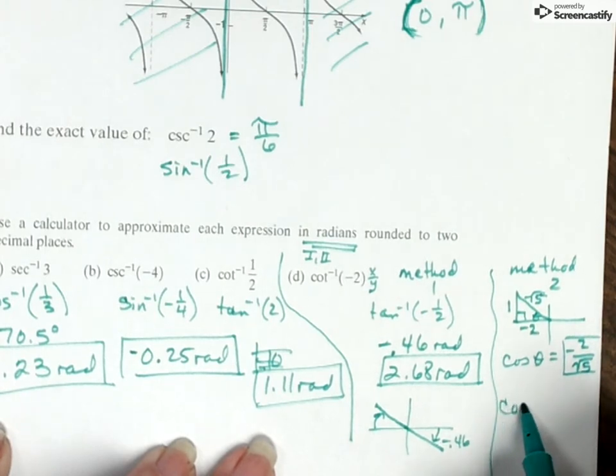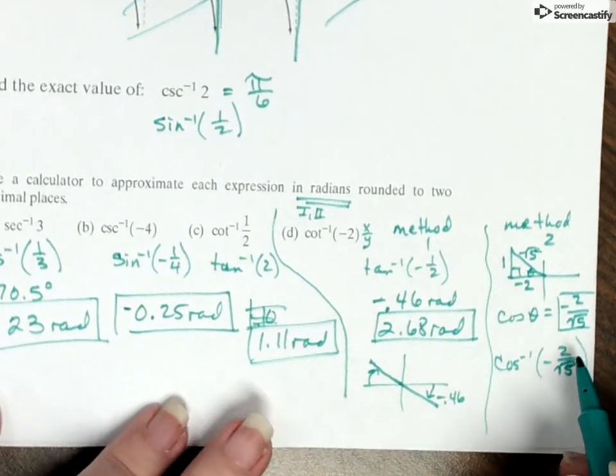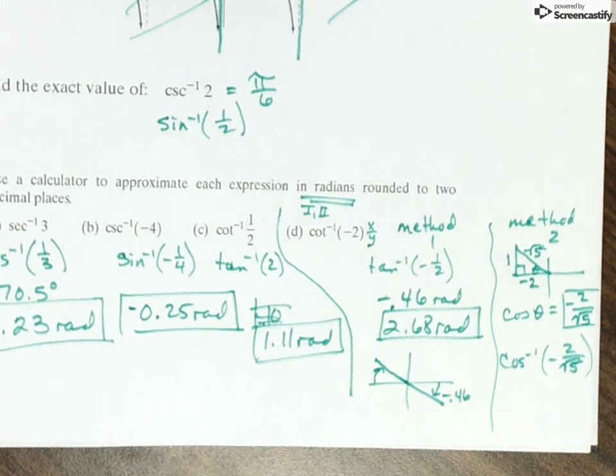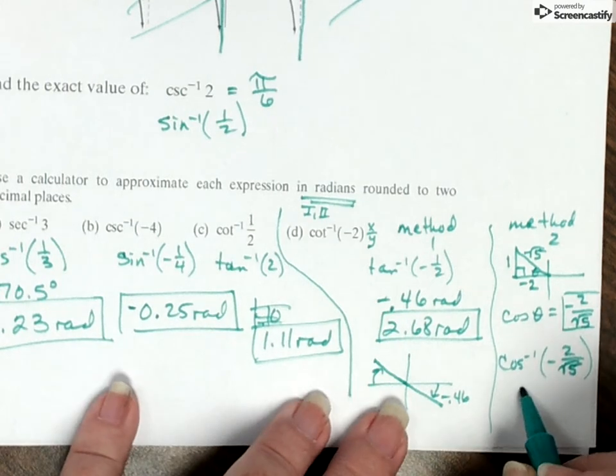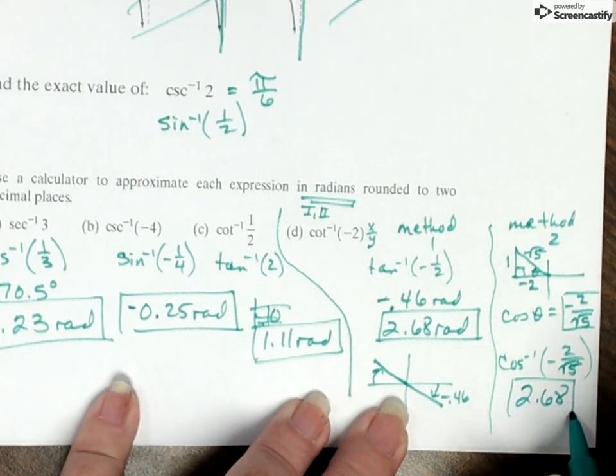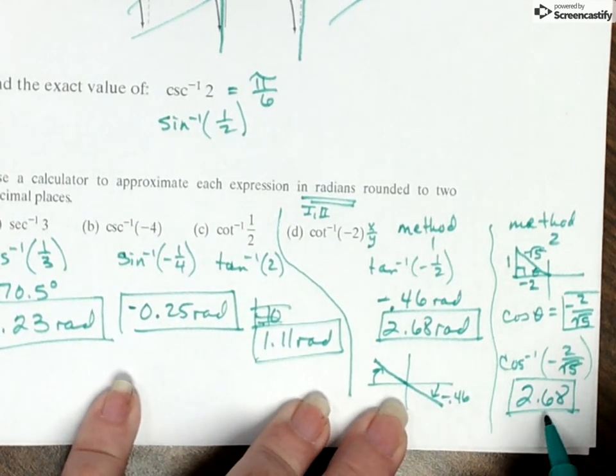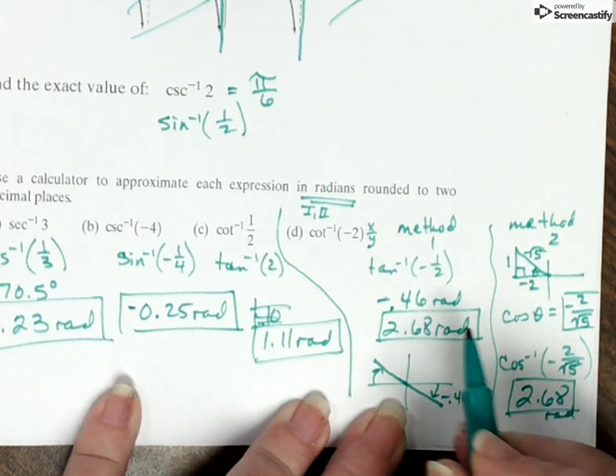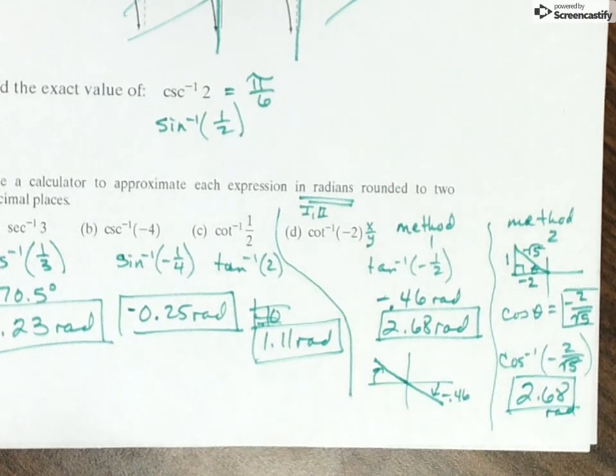So the inverse cosine of negative 2 over root 5, and we don't need to worry about rationalizing because the calculator doesn't care, we would type in the inverse cosine of negative 2 divided by root 5. And that's going to give us 2.68. Same answer, 2.68 radians, same answer, 2 different methods. That's the lesson for today. Good luck on your homework.